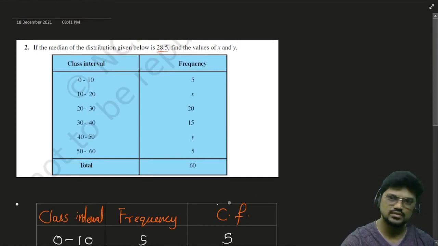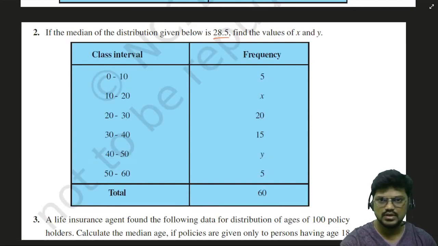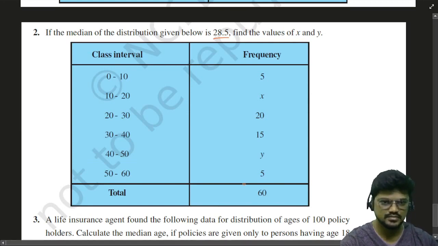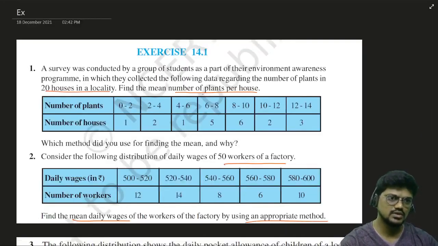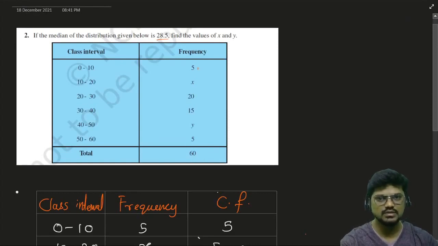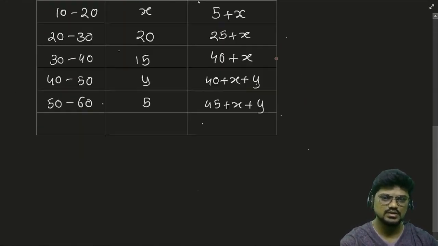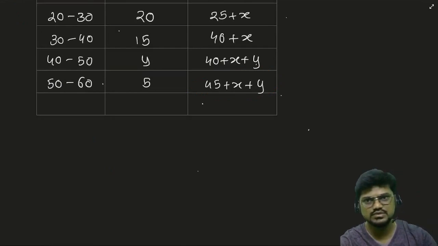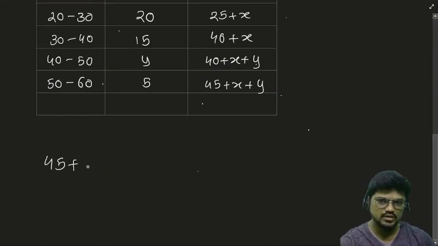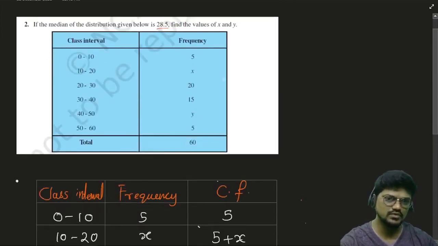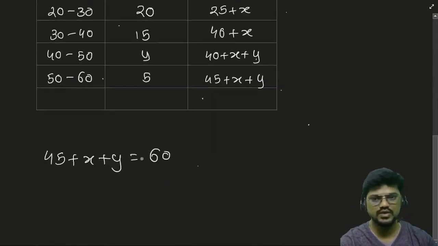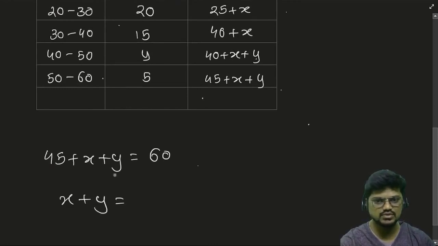Wait. Did they give you any other thing? They have given the total as 60. That means the sum of all this should be equal to 60. So 45 plus x plus y should be equal to 60. Yes or no? Because the sum of all of them is 60. So what we can say, x plus y is equal to how much? 15. We got one equation.